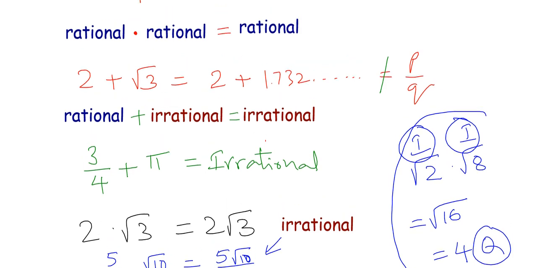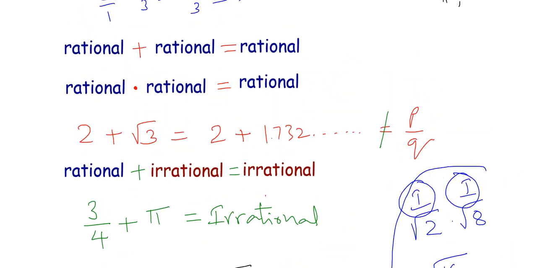But this is always true. Rational number plus rational is rational. Rational number times rational is rational. Rational number times irrational is irrational, or if it is added, also an irrational number. Right? Thank you.